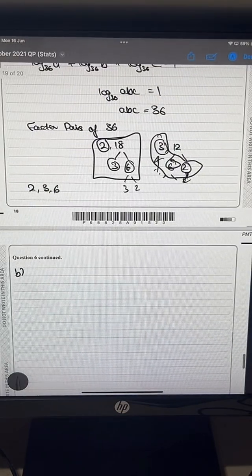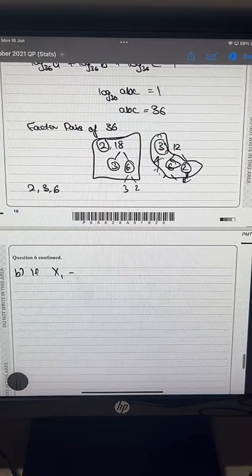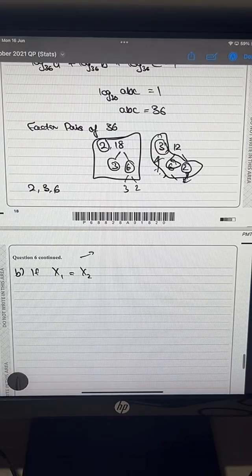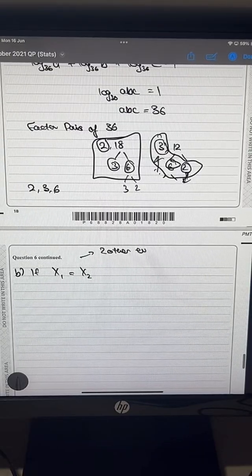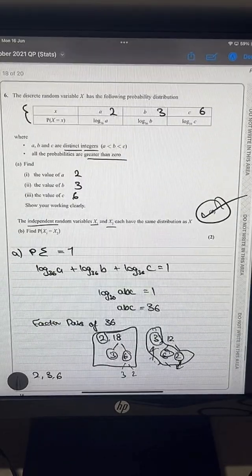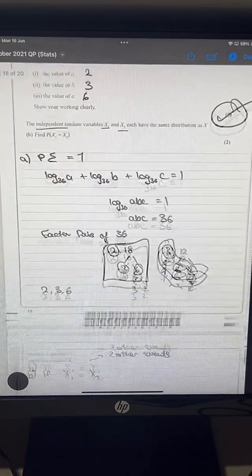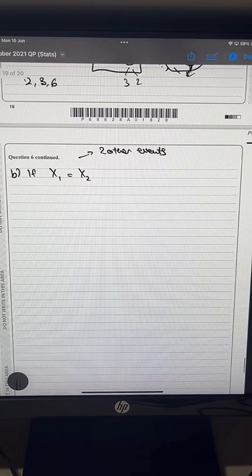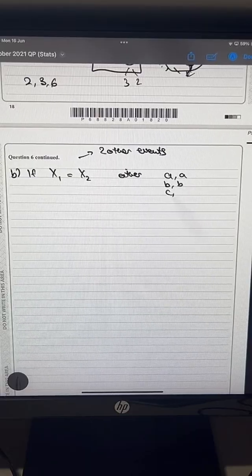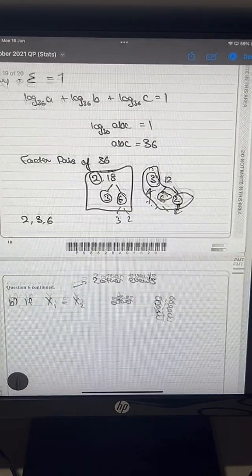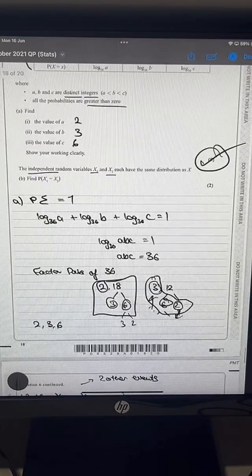So let me say this in normal words. If x1 is equal to x2, these are just two other events with the same outcomes, A, B, and C, and the same probabilities. That's what they've said. So the way they're going to both be equal is either if we have x1 is A and x2 is A, or they're both B, or they're both C. Do you see how this works? Why it's not too bad once you understand the notation.